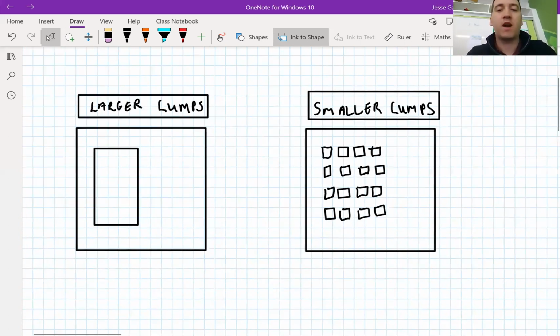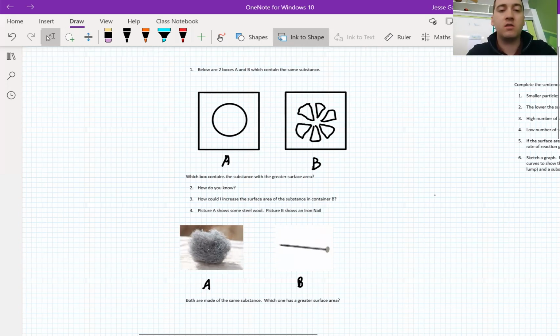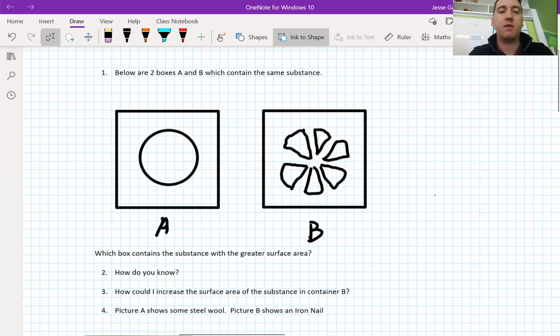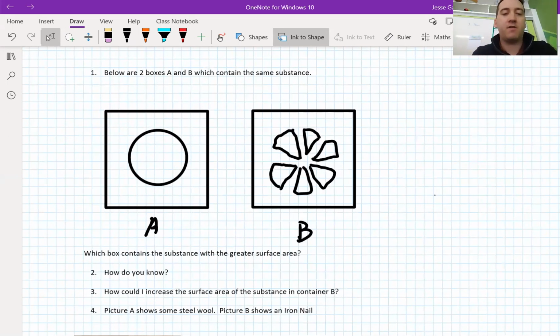Okay, so it's time to do some practice. Let's have a look at these questions. Okay, so below, let's have a look at question one first of all. Below are two boxes A and B, which contain the same substance. So have a look at A and B. And you have to say in the first question, question one, which box contains a substance with a greater surface area? So pause the video and answer that now. Which one has a substance with a greater surface area? Pause the video and answer it.